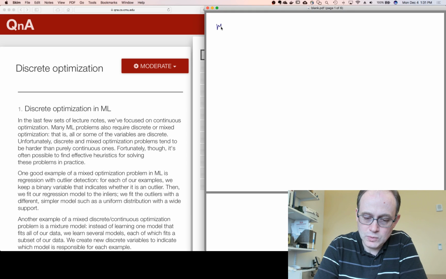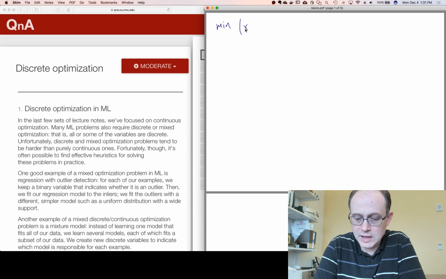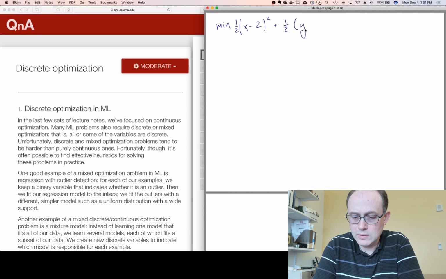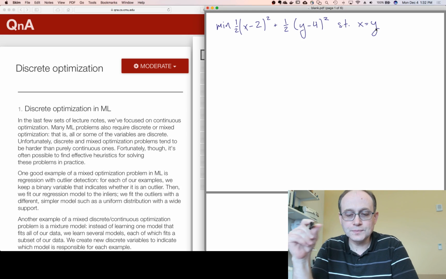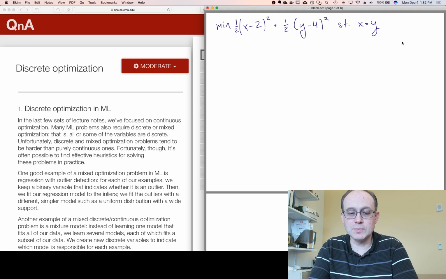We're going to minimize one half of (x minus 2) squared, plus one half of (y minus 4) squared, subject to the constraint that x has to equal y. All right, so this is a pretty simple optimization problem, but it's actually kind of a useful one.